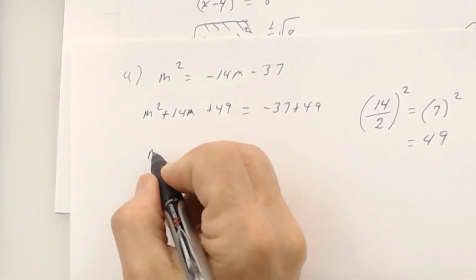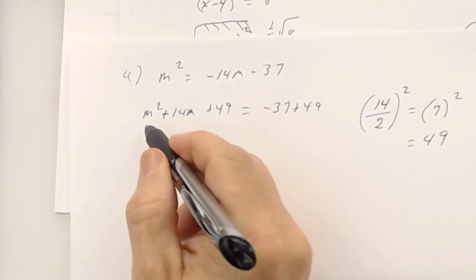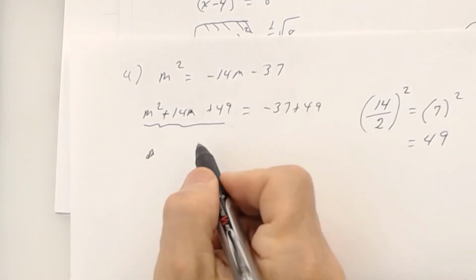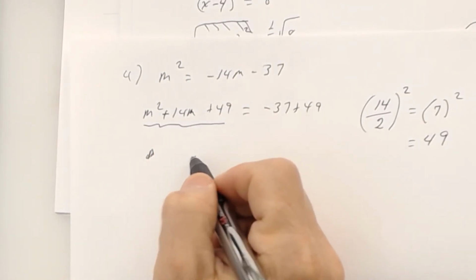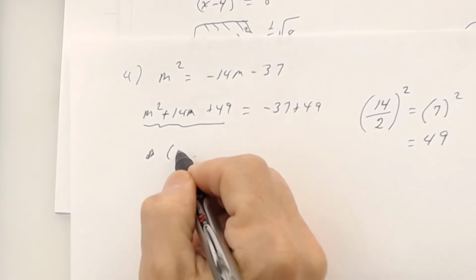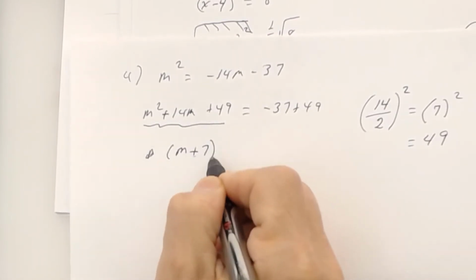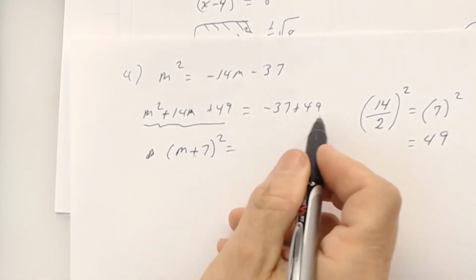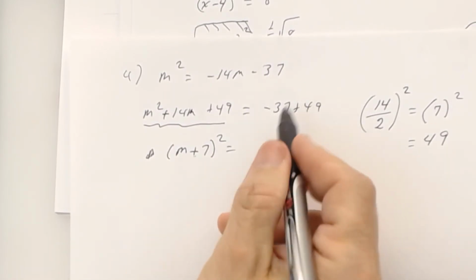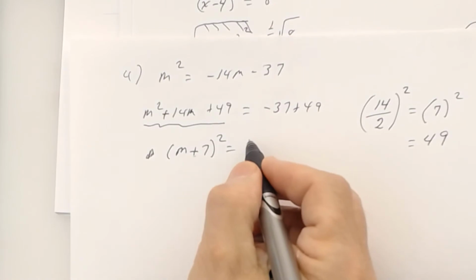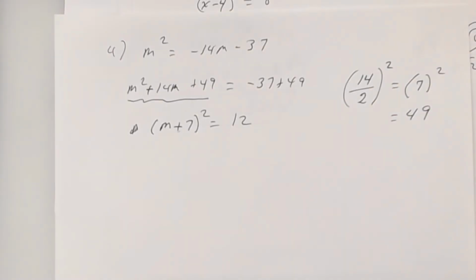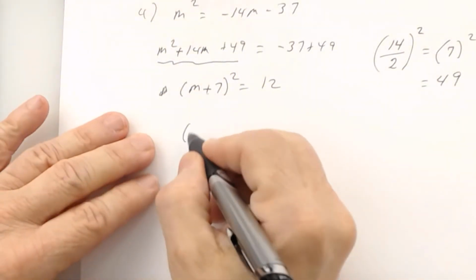So if I'm doing this correctly, this should now be factorable, a binomial times itself. So what should that be? m plus 7, right? Squared equals, and what's that? Negative 37 plus 49. 12? All right, so that's where I'm at. Now what's the next step?